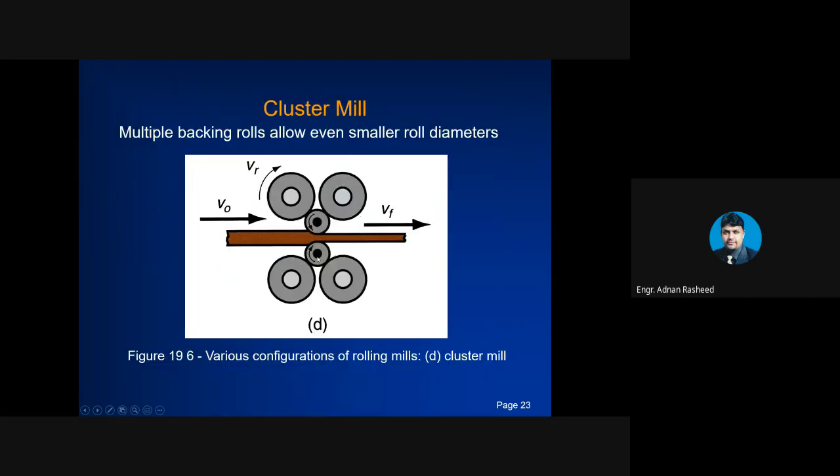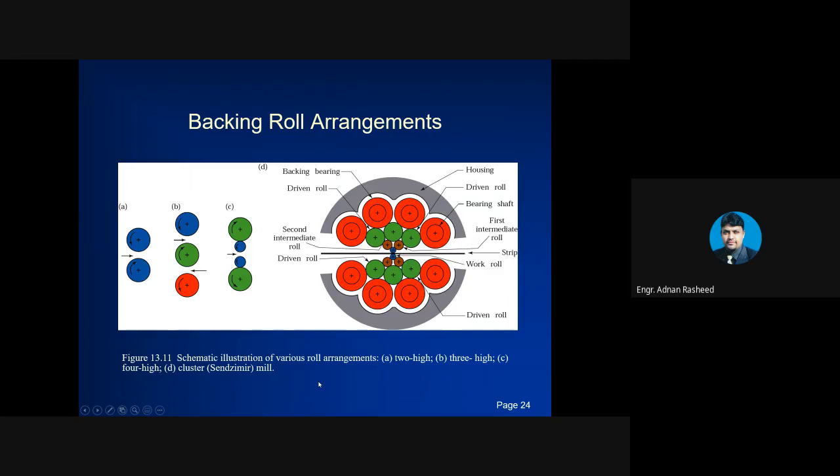Cluster mills, with multiple backing rolls, allow even smaller roll diameters. So you can see that there are much smaller diameter rolls that help in reducing the thickness of the metals. This is an example of a backing roll arrangement, and you can see there are multiple rollers available that help us in getting even smaller thicknesses, like strips.